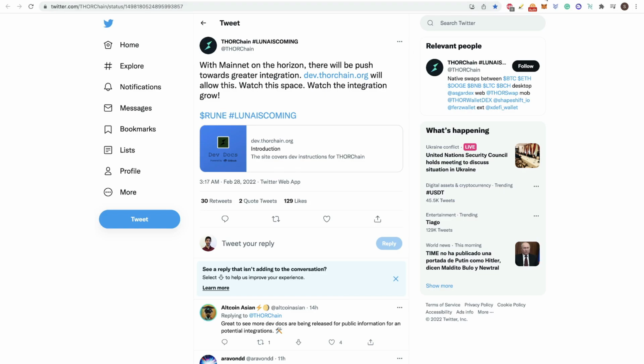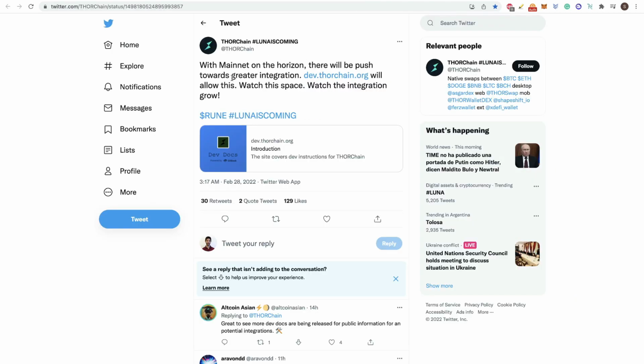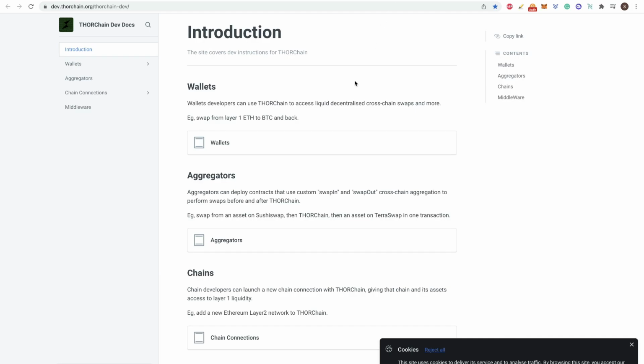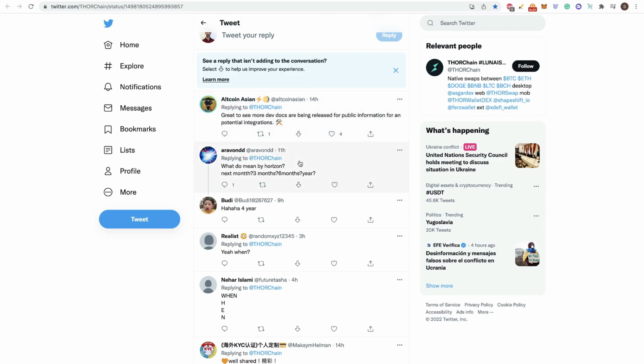Actually, there was news about that. For example, here, this was in December, that ThorChain brings the best Christmas gift, will release its mainnet. And actually this was not the case, and still we just have a Twitter saying that with the mainnet on the horizon there will be a push towards greater integration, and you can see some dev text of that regarding the wallets, aggregators, exchanges, etc. But if you check the comments of that tweet, this was just yesterday, you will see that many people are not so happy with that.